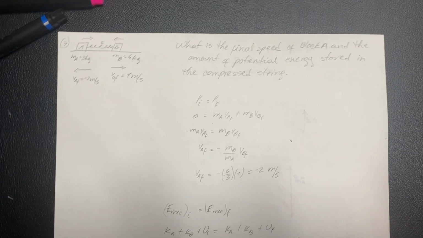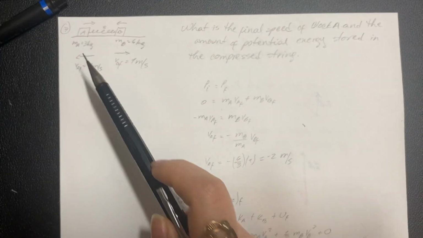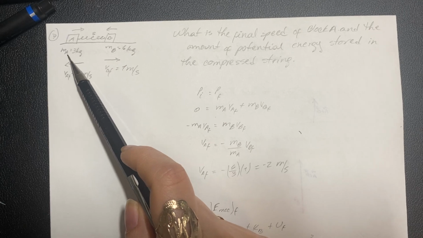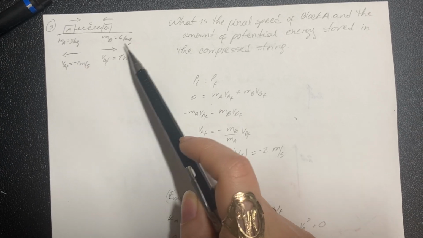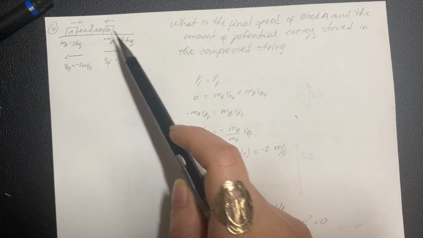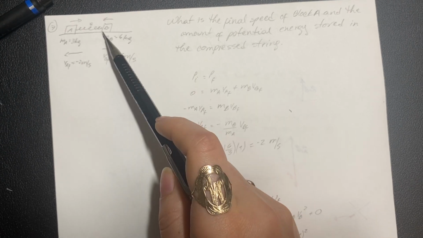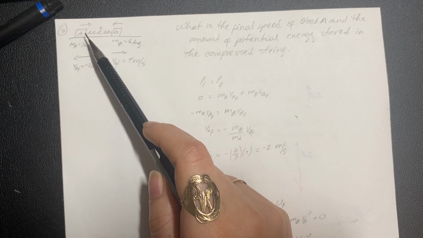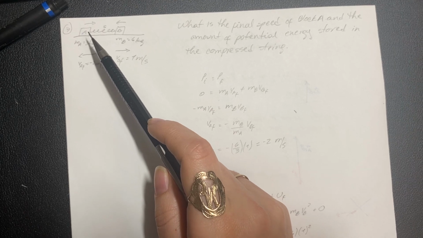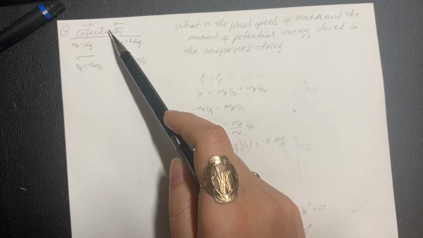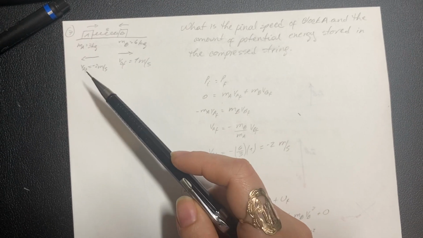This is question 7 from test 4. Here we have two blocks, A and B. A has a mass of 3 kilograms and B has a mass of 6 kilograms. Between both of the blocks there is a spring. The blocks are forced together, compressing the spring, and then they are released.